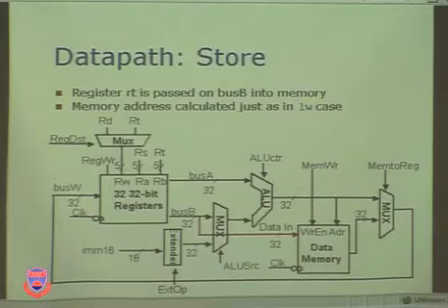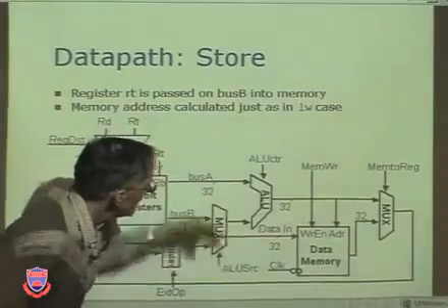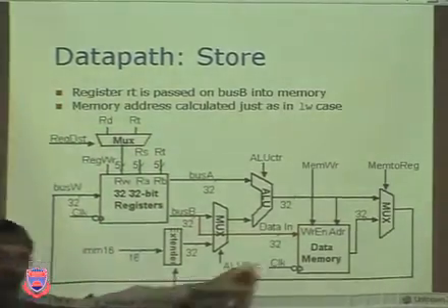So writing wasn't very much different than reading. It just needed a place to get the data in. We already had a way to get the address to it. Now we got to get a way to get the data to it. And on the clock edge, it'll write.